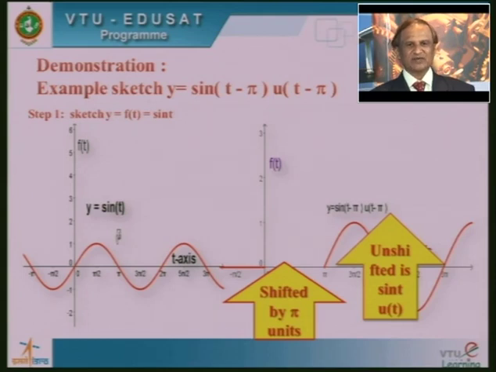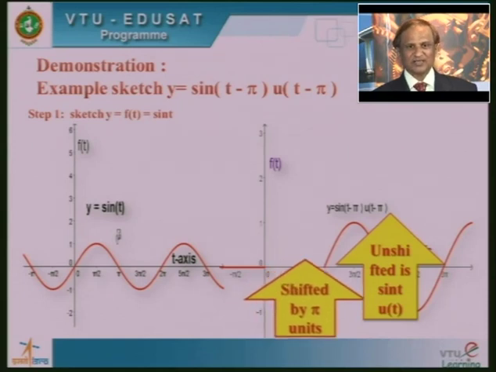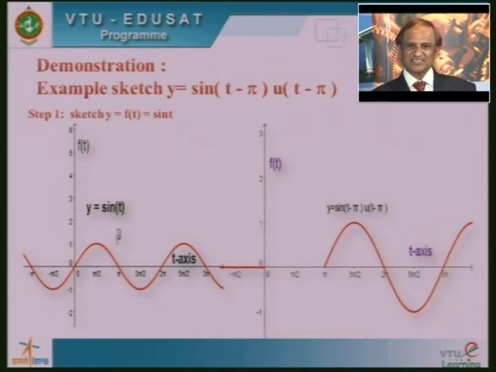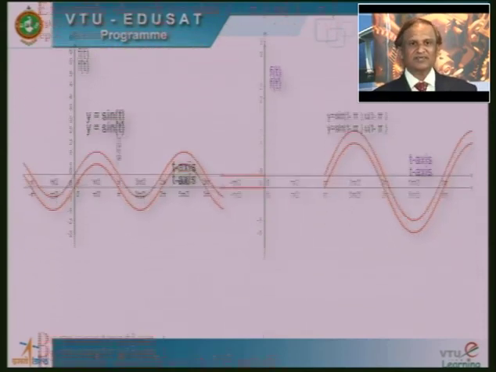Instead of 2, here I have considered 5. So, the sine curve graph, we are already familiar, it is shifted from 0 to pi. Is it clear? Right? So, what you are observing? Shifted by pi units. Is it clear? The original curve is sin t into u of t.